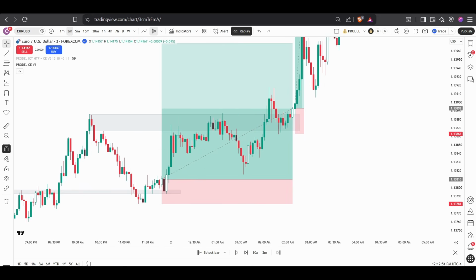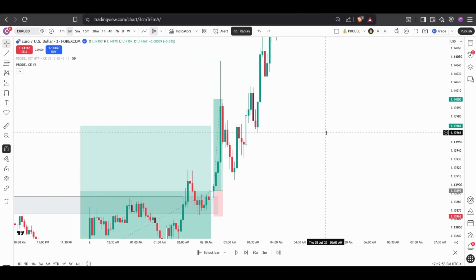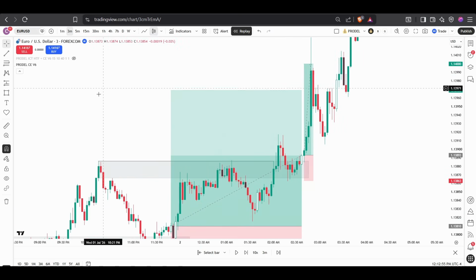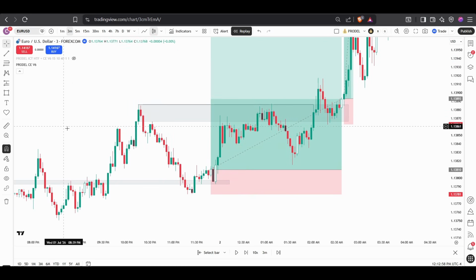One important thing, these are entry confirmation indicators, not magic buy and sell indicators. If you already have a profitable strategy, this will help you to confirm better entries.